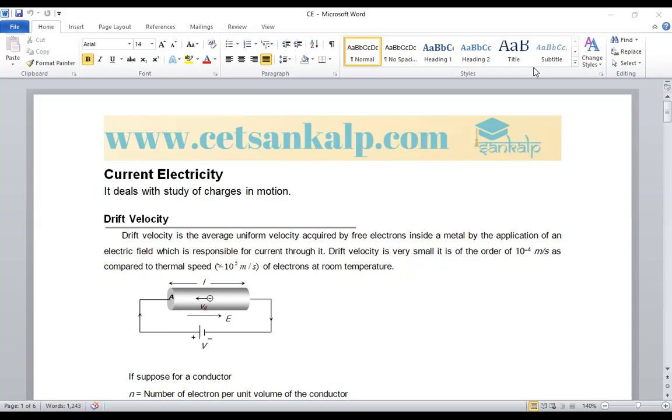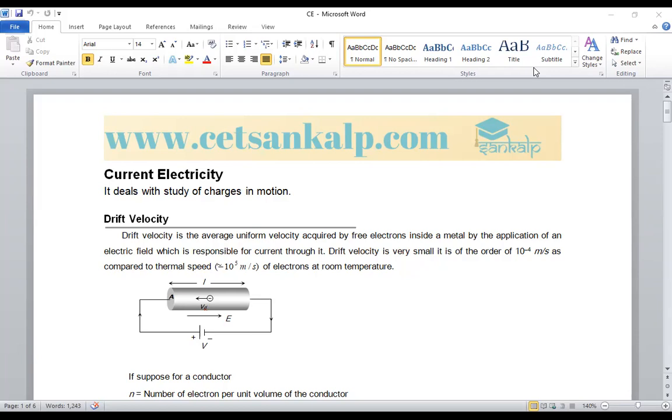So everyone knows the definition? The flow of charges in a unit time. Flow of charges in a unit time is nothing but current. So the formula for the current is I is equal to Q by T. Right. The SI unit of current is ampere.